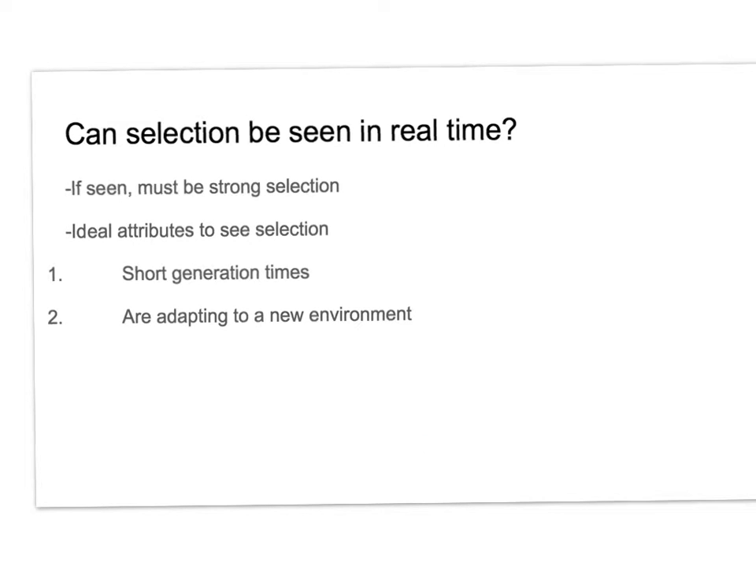If selection is a process that occurs over a long period, then the question becomes, is there any form of selection that we can see in real time? The answer to that question is yes, but the only selection that would be visible to us would be strong selection, which is a type of selection in which changes evolve very rapidly. And so, of course, in order to see these changes, the ideal attribute that we would want is for species to have short generation times, since short generation times mean you will be able to observe changes more noticeably. And they would have to be adapting to a new environment so that these changes would be noticeable.